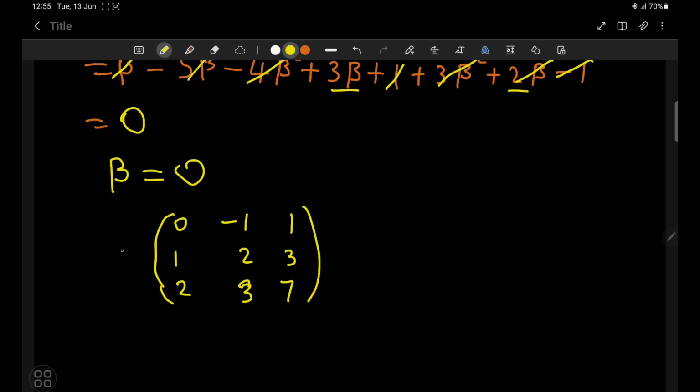Okay, so try to prove the determinant for this. Since we replace wherever there is beta, we've put 0. And let me know in the comment section if you managed to get 0 as a determinant.